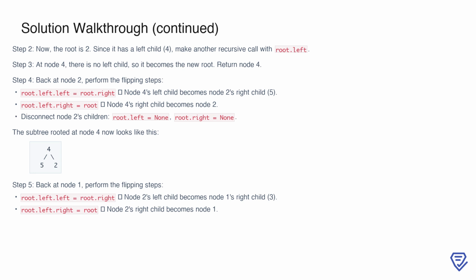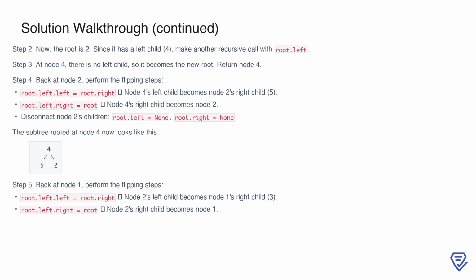First, root.left is set to root.right, meaning node 4's left child becomes node 2's right child, which is node 5. Next, root.left.right is set to root, so node 4's right child becomes node 2. Finally, node 2's children are disconnected by setting root.left and root.right to none. At this stage, the subtree rooted at node 4 has node 4 as the root, with node 5 on the left and node 2 on the right.